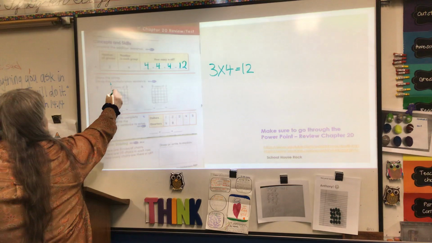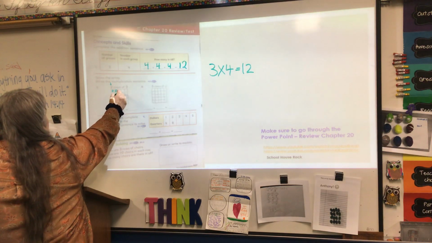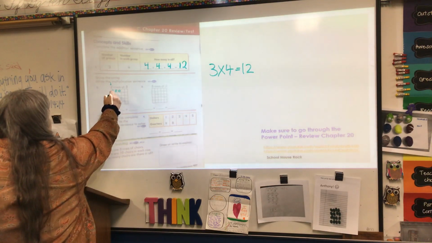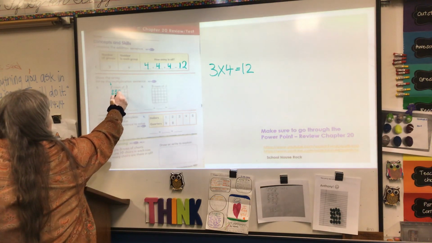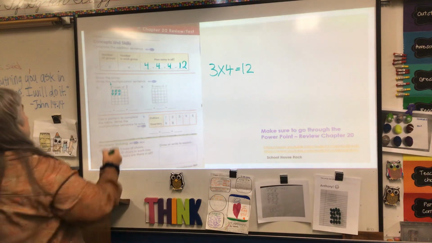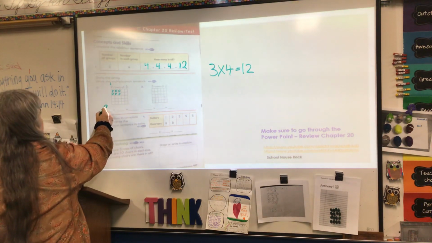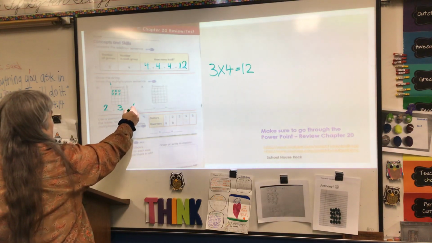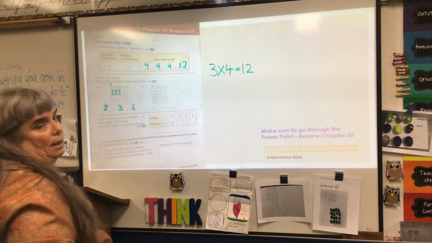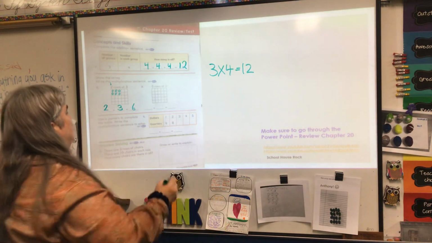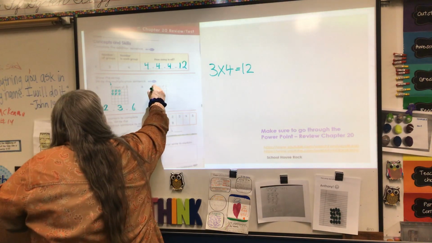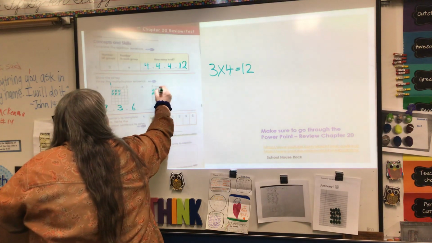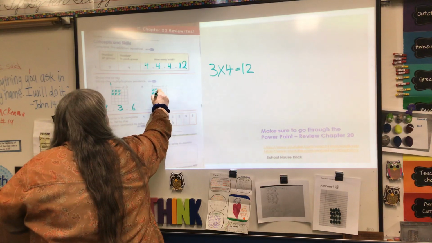So I'm going to write 1, 2, 3, and I'm done with that first row. 1, 2, 3, and I'm done with my second row. So this problem is 2 times 3. The product is 6. And now it says write it the other way. 3 rows of 2. I'm going to go 1, 2, I'm done. 1, 2, I'm done. 1, 2, I'm done.